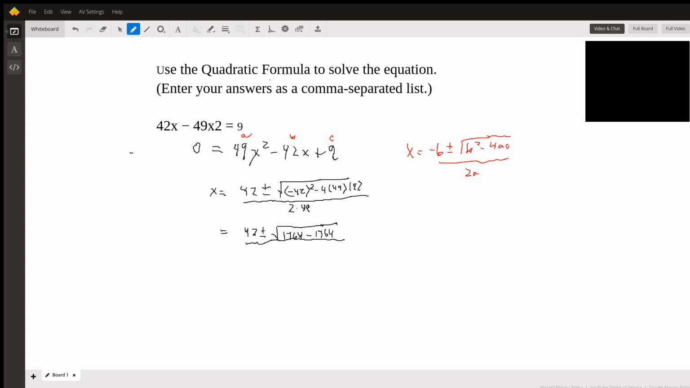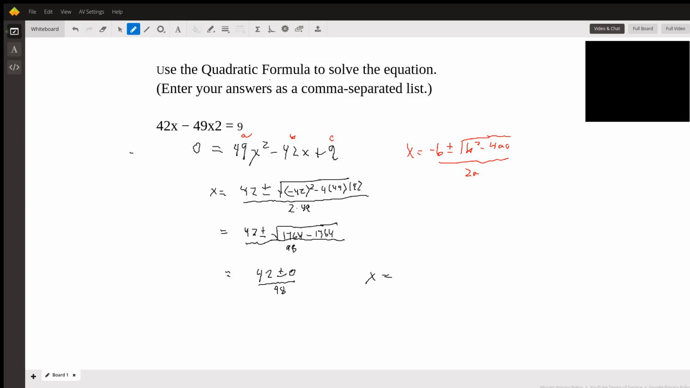So we could have factored it. I just assumed it couldn't factor because they're telling us to use the quadratic formula, but it does factor. So it's going to be 42 plus or minus 0, which is kind of awkward, over 98. So there's just one answer here. They want a comma separated list, so x is going to be 42 over 98.